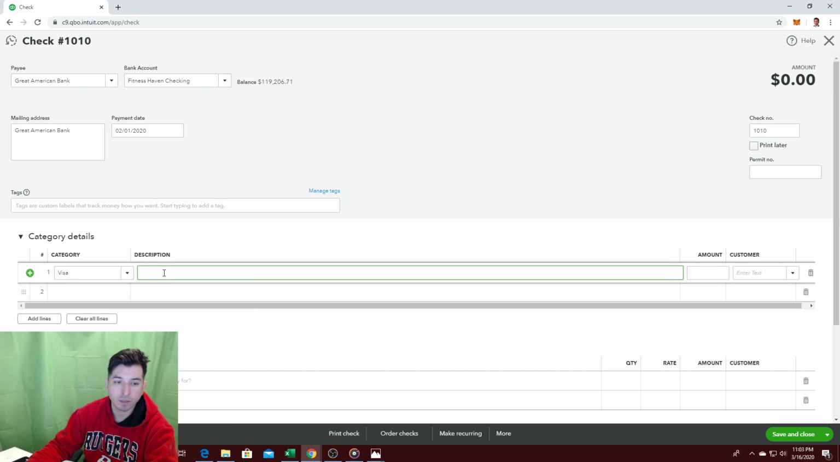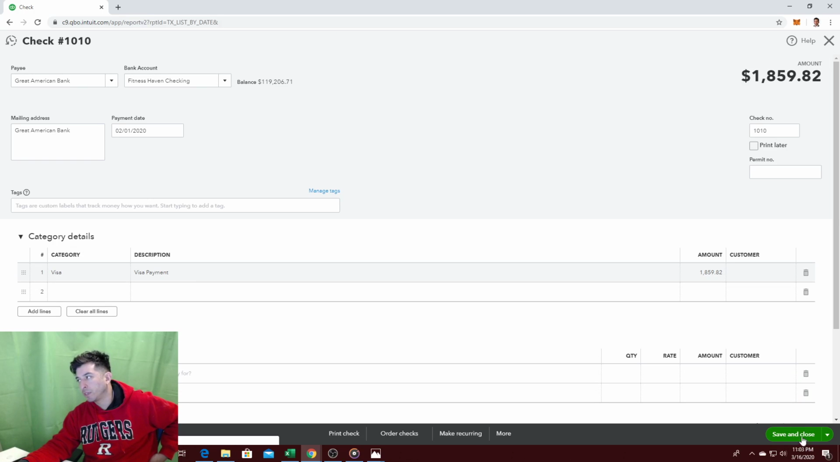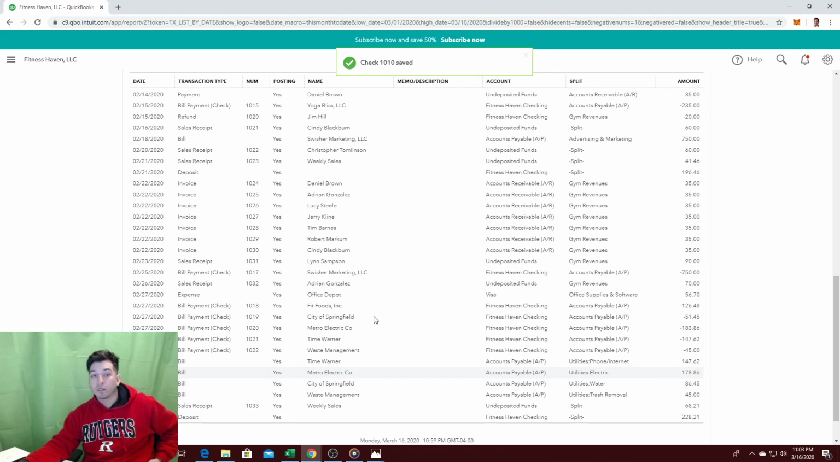Visa description: Visa payment. And the amount is going to be 1859.82. Let's see if that'll work. It might not work. Okay, it worked somehow.